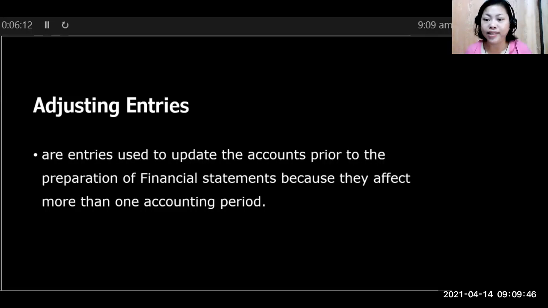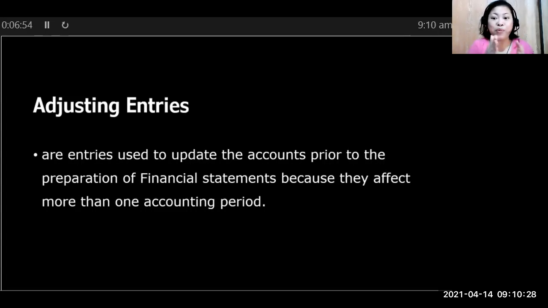Adjusting journal entries, or AJE, are entries used to update the accounts prior to the preparation of financial statements. It is because they affect more than one accounting period. It's not only the current period, but they will also affect the next accounting period.